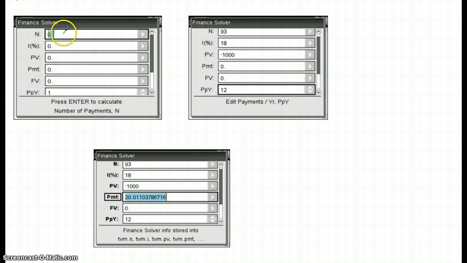Once we get to financial solver, we need to put in N from what they gave us. They said N was 93 months. Interest rate is 18. Notice you don't necessarily have to do this, but I find it easy to put a negative in front of the $1,000, which is the present value, because it's going to decrease. Payments per year is the only other thing we're going to add, which is 12.